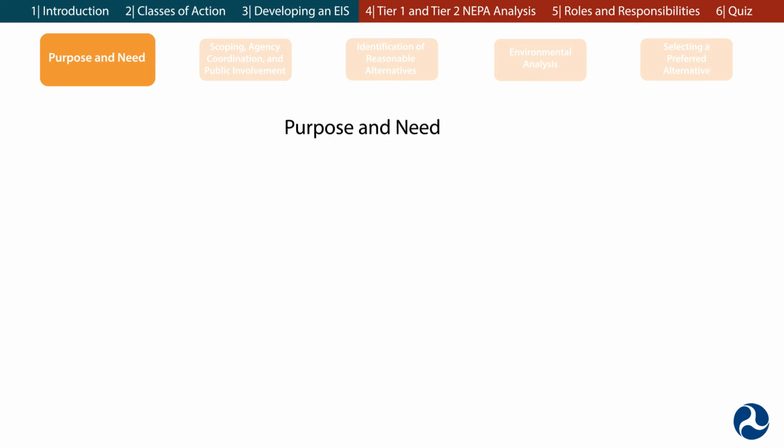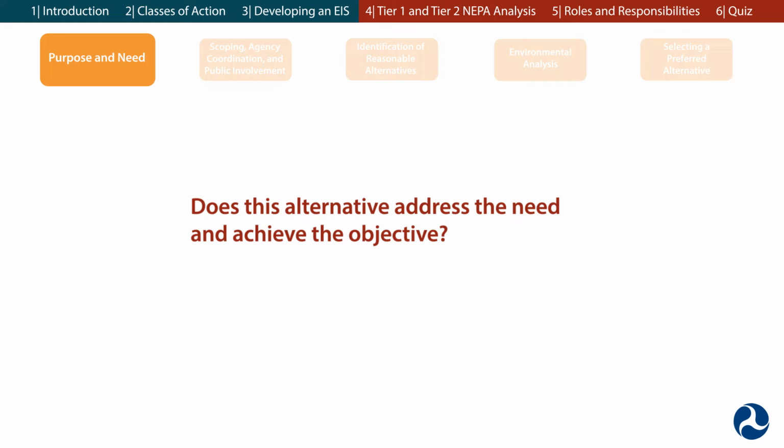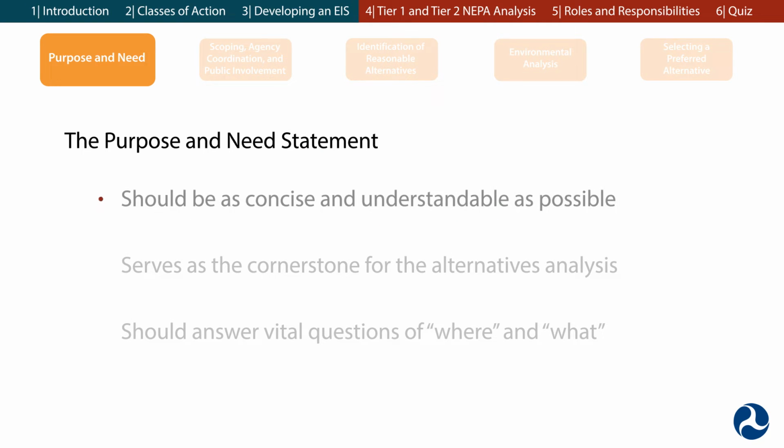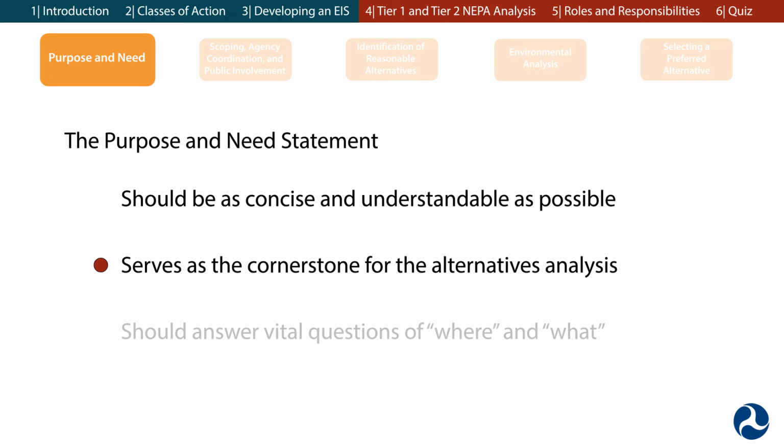The purpose and need statement serves as the primary criterion for identifying and evaluating alternatives. It answers the question, does this alternative address the need and achieve the objective? The purpose and need statement should be as concise and understandable as possible, focusing on the primary transportation challenges to be addressed. The purpose and need statement serves as the cornerstone for the alternatives analysis, but should not discuss specific alternatives. It should answer vital questions such as where and what the problem is that needs addressing.